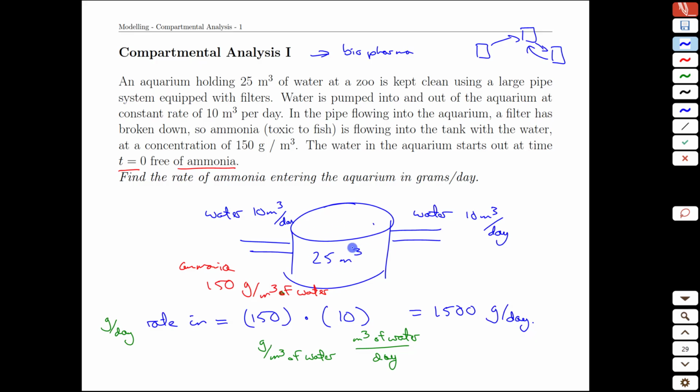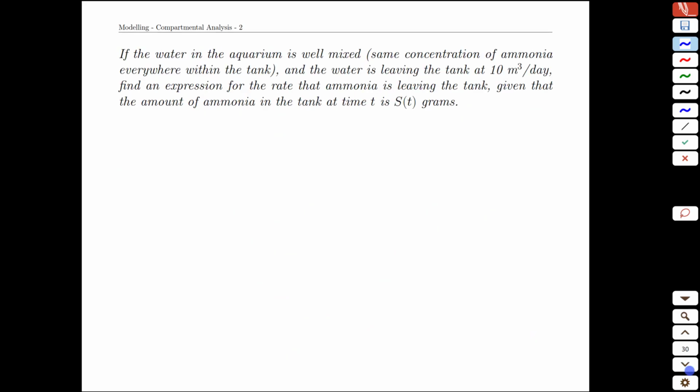However, that's not the only influence. As water leaves, initially it's going to be clean water, but as this water in the tank itself gains ammonia, some of the water flowing out is going to take some of that ammonia away. So this is not going to go just straight up at 1,500 grams per day every day. Some of it's going to get washed away with the outflow. That's our next step, and that's to look at that outflow and how it is going to affect the rate of ammonia level changing.